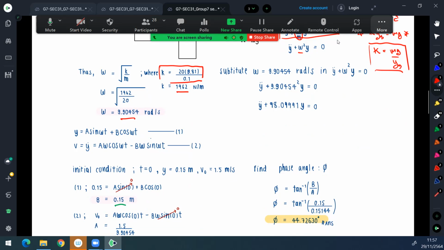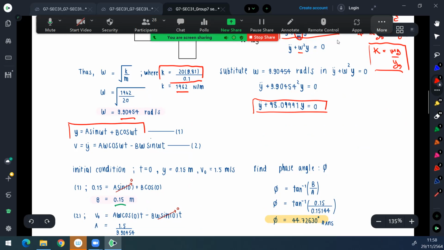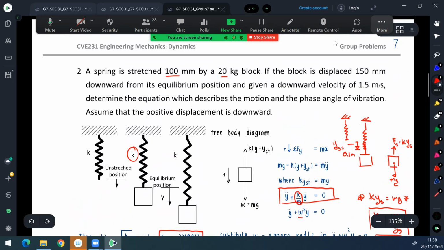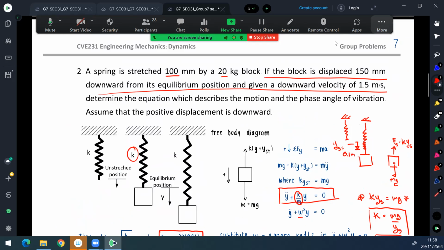Okay, and from this equation, we know that the general solution becomes like this. This is the general solution: y is equal to A sine omega t plus B cosine omega t. We have two constants, so we require two initial values. Come back to the problem. The problem gives the initial values already. If the block is displaced 150 millimeter downward from its equilibrium position and given a downward velocity of 1.5 meter per second.